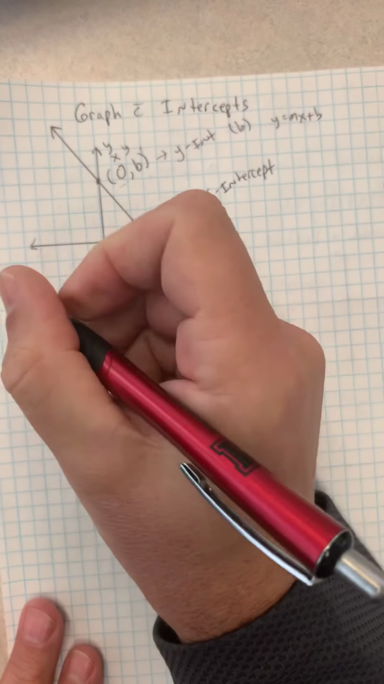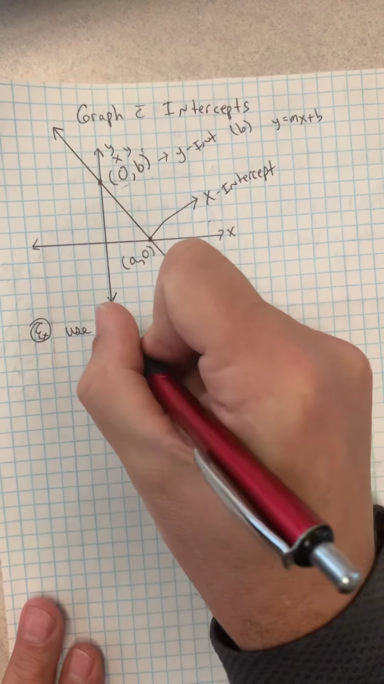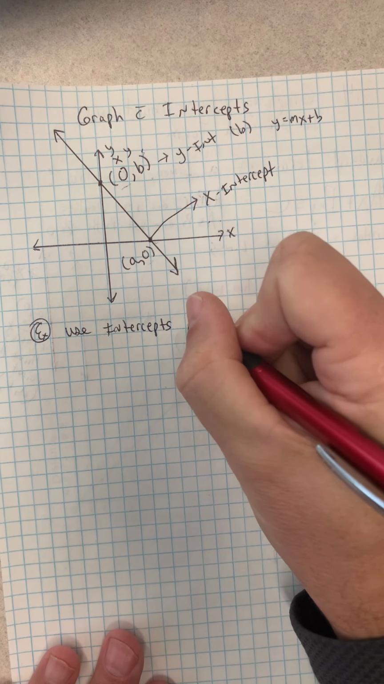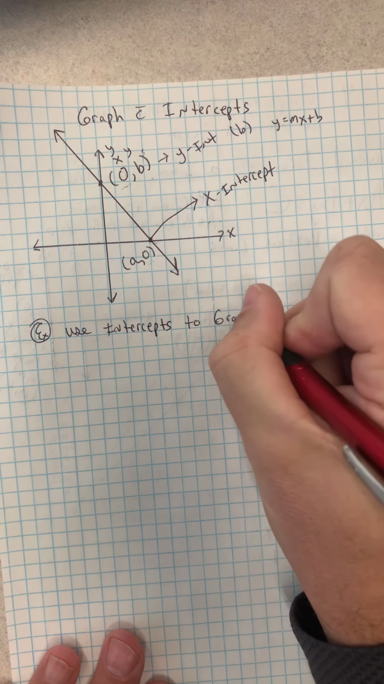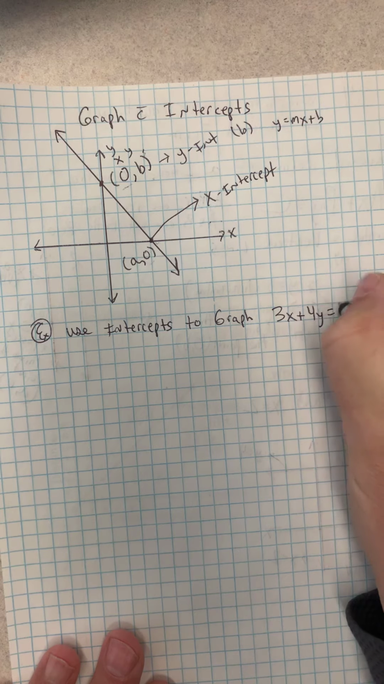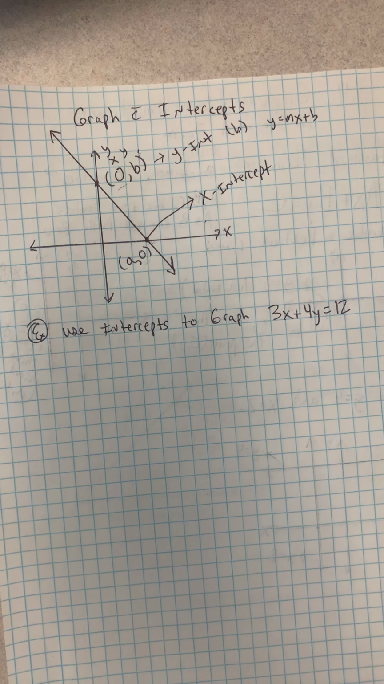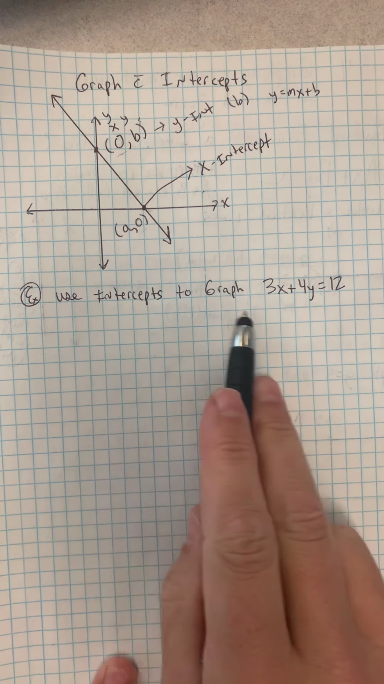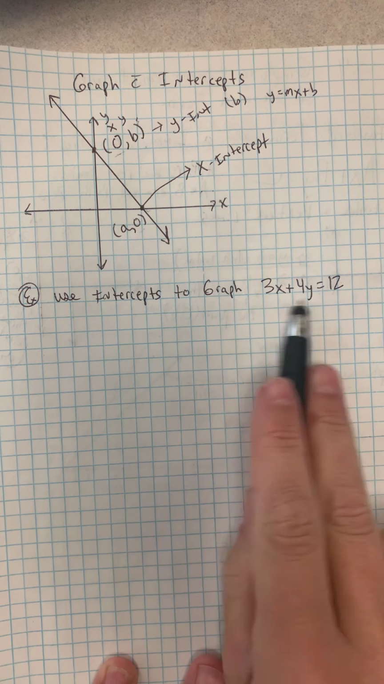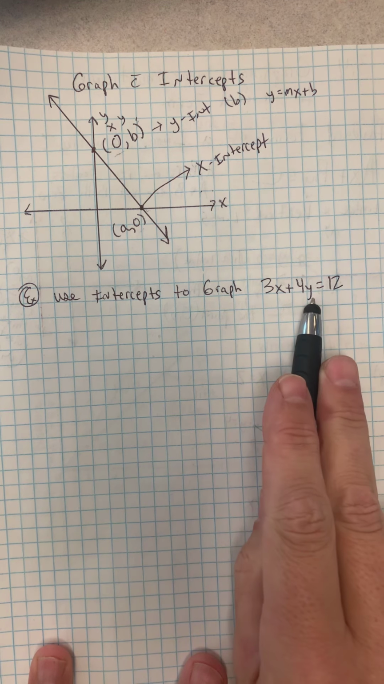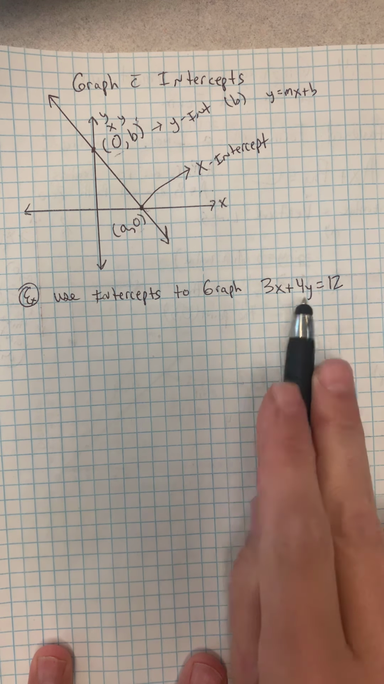Here's how we graph with intercepts. I'm going to say use intercepts to graph 3x plus 4y is equal to 12. First thing you want to look at, when you see something in standard form, you will also hear me refer to this as intercept form, because it's set up very nice to find my x and my y intercept when it is in standard form.